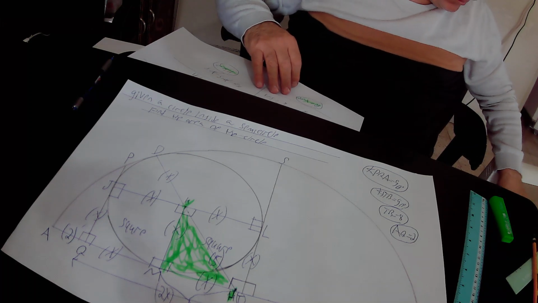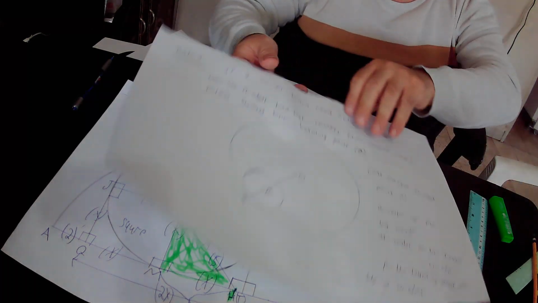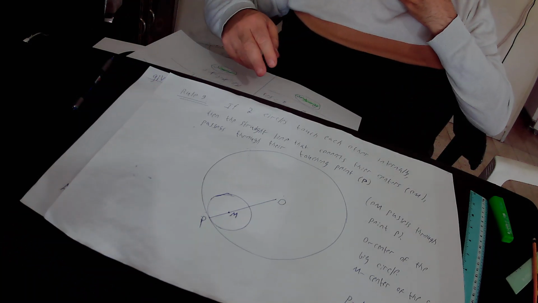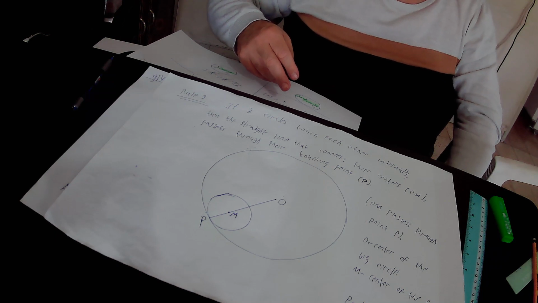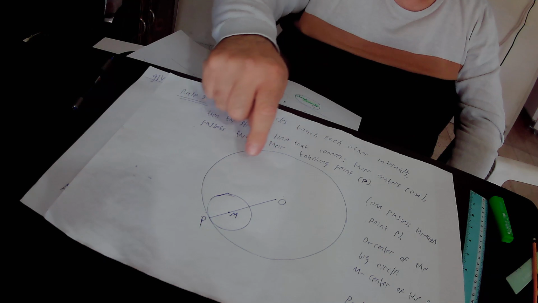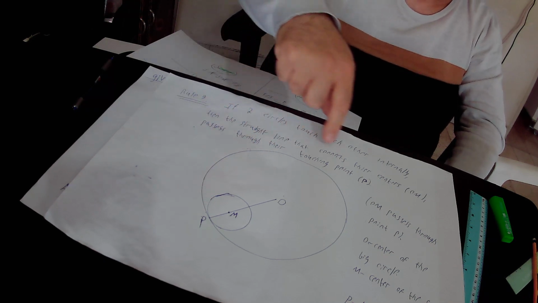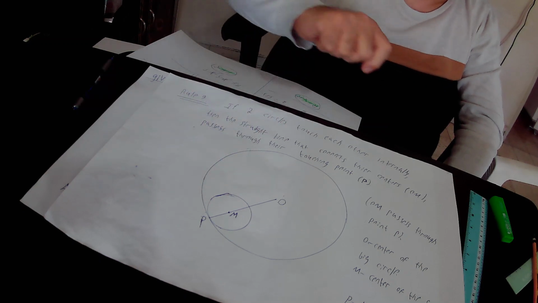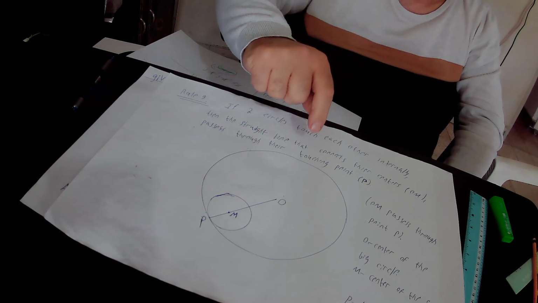Let me quickly recall rule 9. According to rule 9, if two circles touch each other internally, then the straight line that connects their centers passes through their touching point. Those two circles touch each other internally at point P. The center of the big circle is at point O. The center of this small circle is at point M. The straight line that connects their centers is the straight line OM.